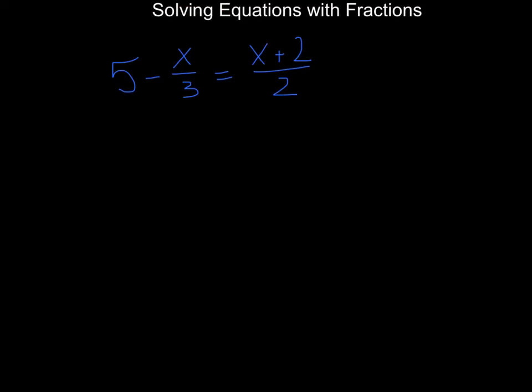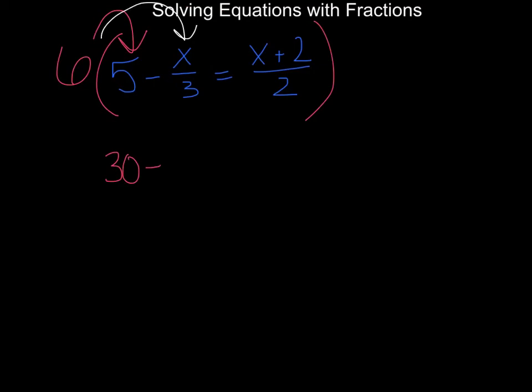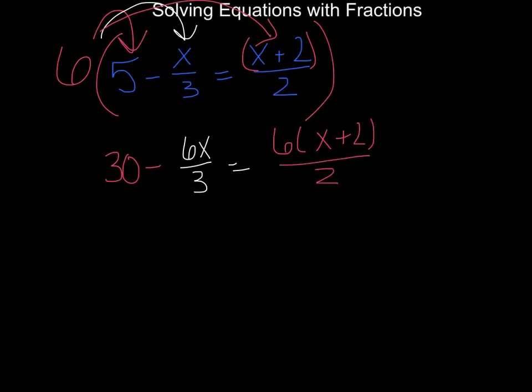Alright, let's take a look at one final example here. I'm looking to see what the lowest common multiple of 3 and 2 is, and so I see I need to multiply my whole equation by 6. So we have 6 times 5, which is 30, minus, and then we're going to multiply this term by 6. So I have 6x divided by 3 equals, and then I'm going to multiply my final term here by 6, and again I'm keeping that x plus 2 in parentheses. So I have 6 times (x plus 2) divided by 2.